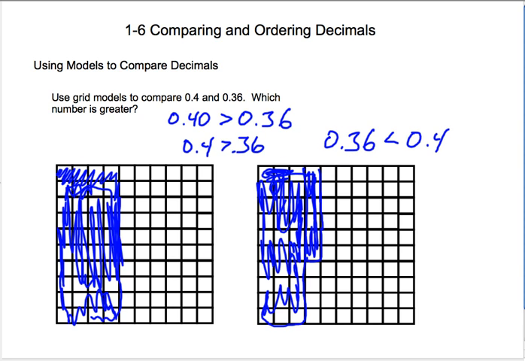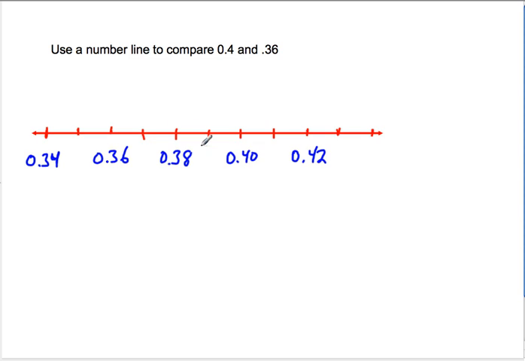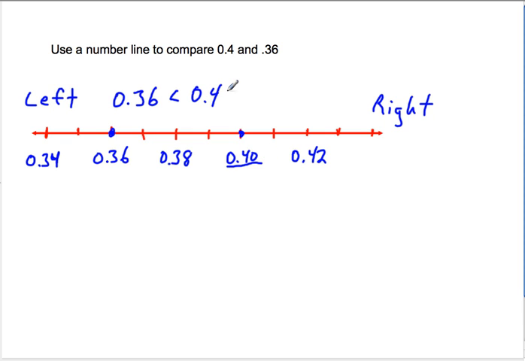Another way to compare decimals would be putting them on a number line. On a number line, the relationship of all these numbers is that everything to the left is smaller than everything to its right. So if we put these on a number line, 0.4 would be right here, and 0.36 would be right here. And so we would say 0.36 is less than 0.4, which is listed down here as 0.40, but it means the same thing.